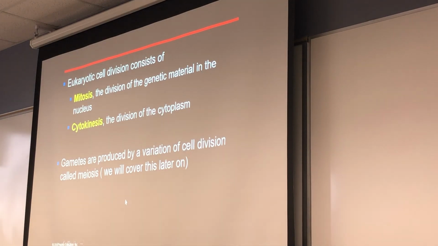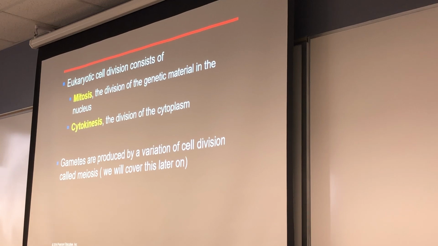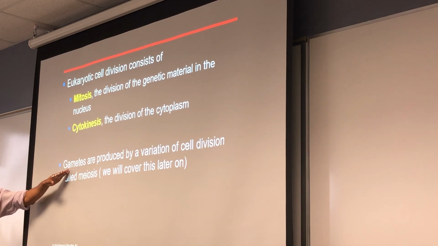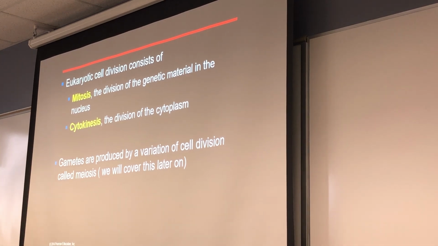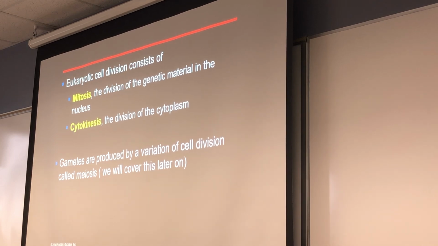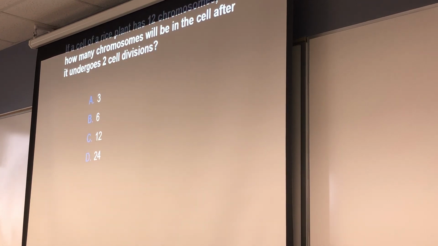All right, so eukaryotic cell division consists of mitosis, that is the division of the genetic material, DNA, in the nucleus, and cytokinesis, that is the division of the cytoplasm. Gametes are produced by a variation of cell division, that is meiosis. We'll cover this later in the next module, okay? But the cell division that we're seeing right now is mitosis: the separation of the DNA in the nucleus, and cytokinesis, the separation of the cytoplasm.